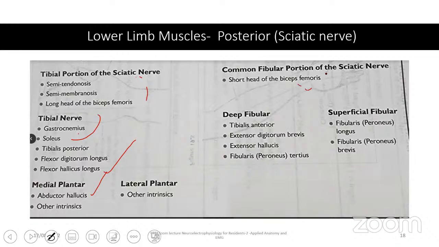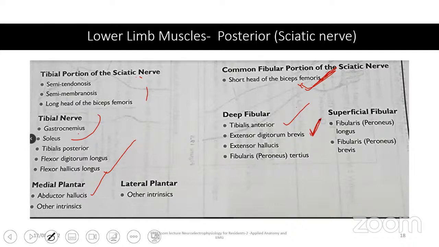Here, short head of the biceps femoris, common fibular portion of the sciatic nerve, if you suspect, and this is above the knee, so we may have to do this. And tibialis anterior, we always do. Extensor digitorum brevis, we always do. These anatomies are very important for your surface anatomies of these two muscles.